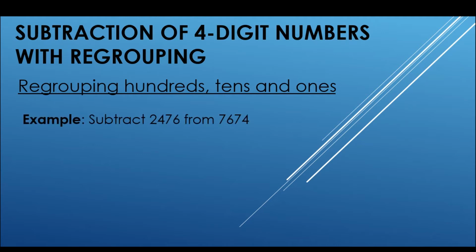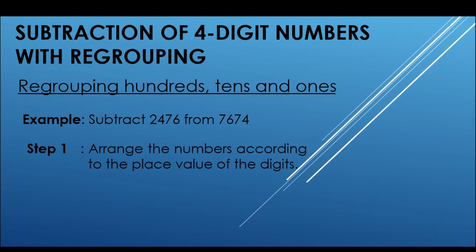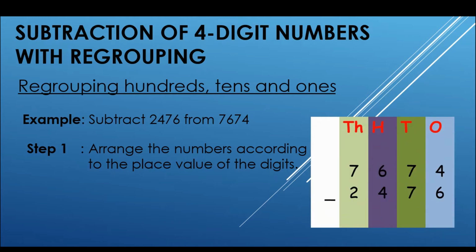Here is our example. Subtract 2476 from 7674. First of all, as we already studied, we have to arrange our given numbers in a place value chart according to the place value of the digits, as you can see on the screen.